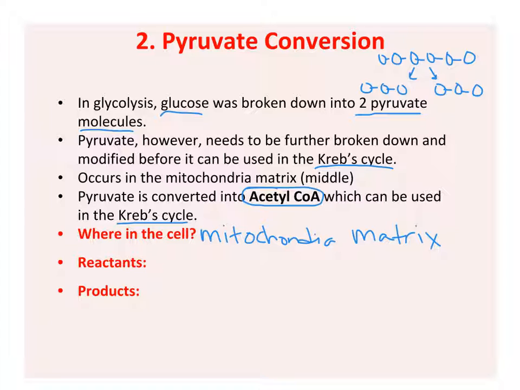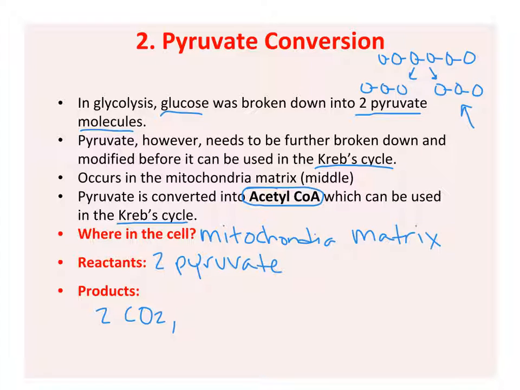Now, what are the reactants that are required? Of course, you're going to need 2 pyruvate. You're going to need 2 of these pyruvate molecules in order to convert them into acetyl-CoA. Now, what are the products? You're going to make 2 CO2s. 2 CO2s are released.